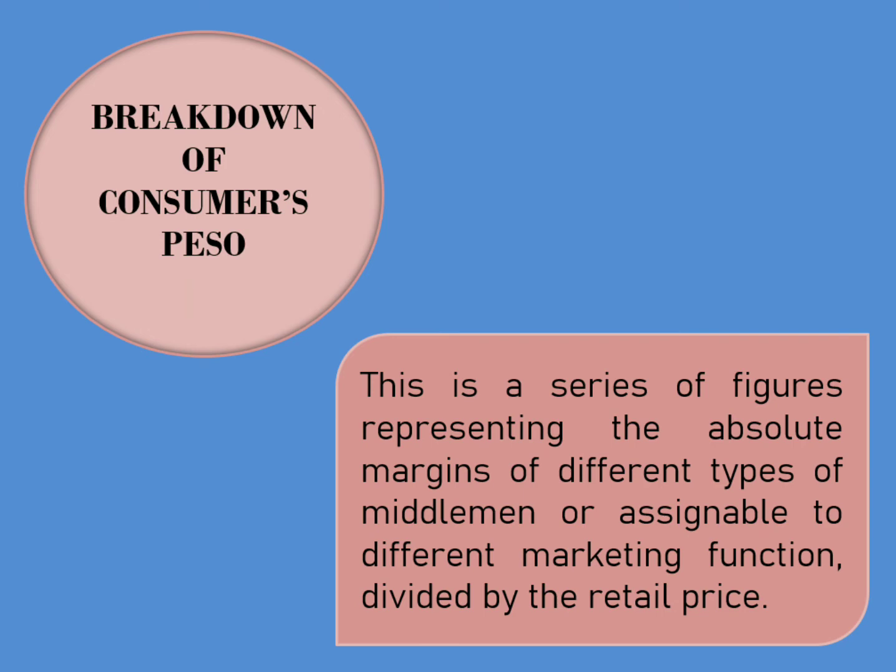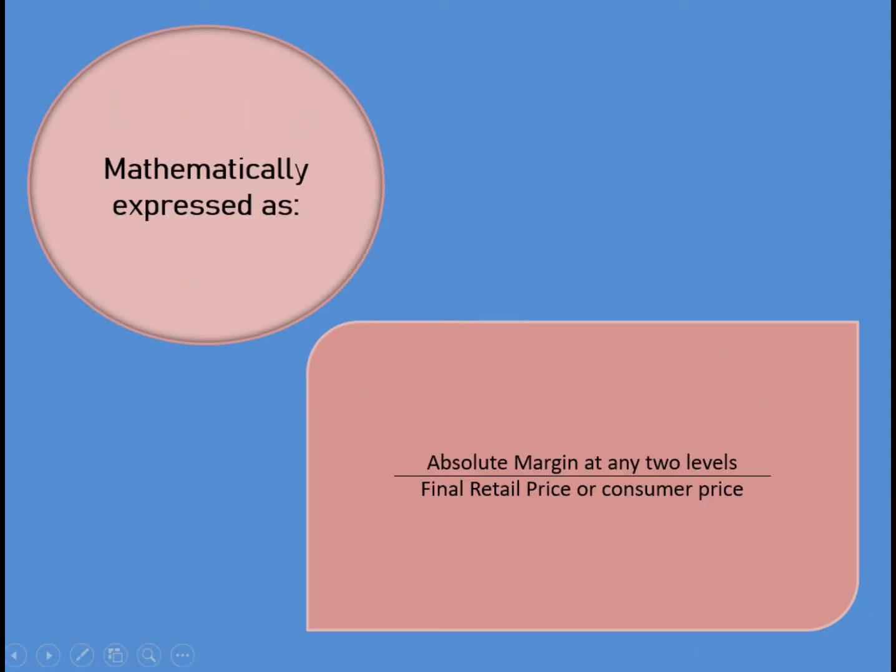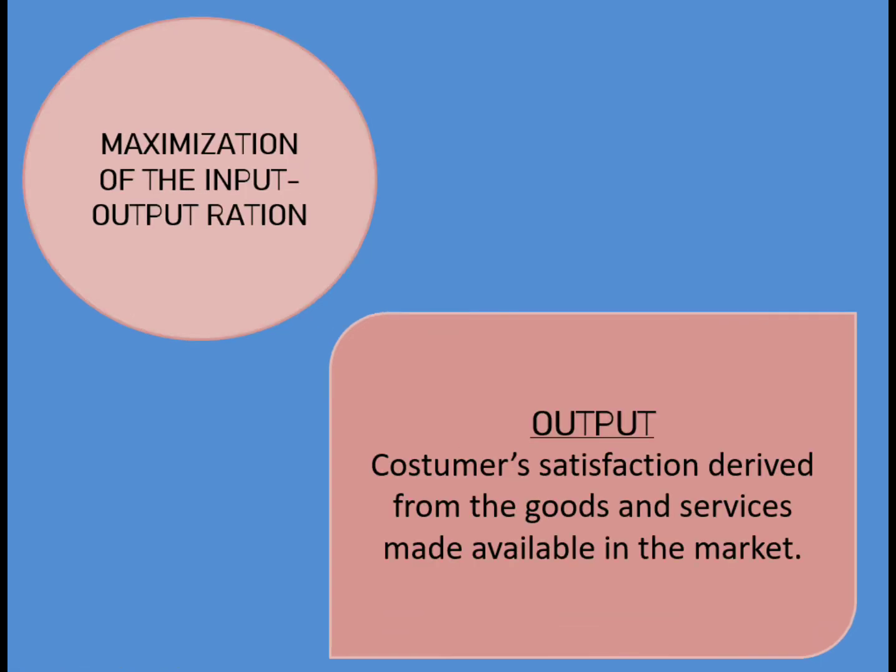Breakdown of consumers' peso. This series of figures representing the absolute margins of different types of middlemen are assignable to different marketing functions, divided by the retail price. Mathematically expressed as absolute margin at any two levels over final retail price or consumer price. Maximization of the input and output ratio. Output. Ibig sabihin nito, ito yung mga intangible and tangible goods and services na mabibili or maa-avail ng consumer sa market to satisfy their needs and wants.